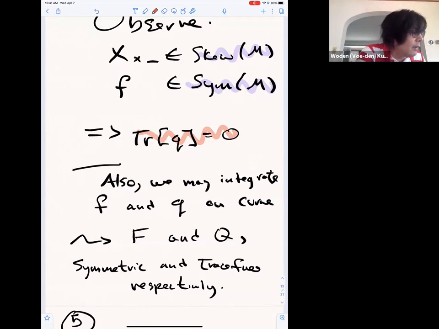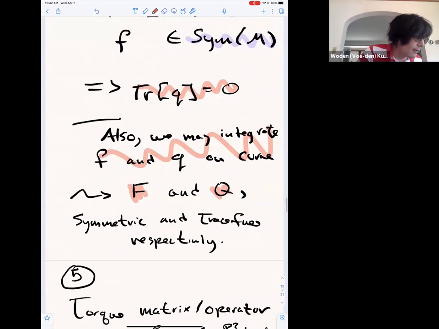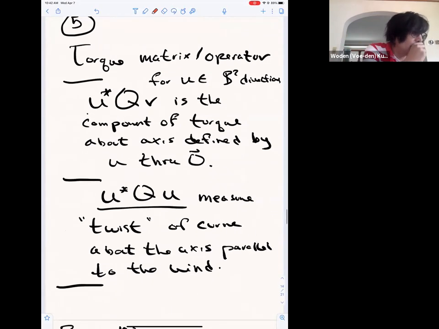Now this is at a particular point, a single point on our curve, but that's fine. We can integrate these operators on the whole curve to get capital F and capital Q. These are both going to be symmetric and trace-free as well, and they measure the net torque and the net force on our curve. That's what I mean by integrate: we find the net force of our wind and the net torque of our wind on our curve.